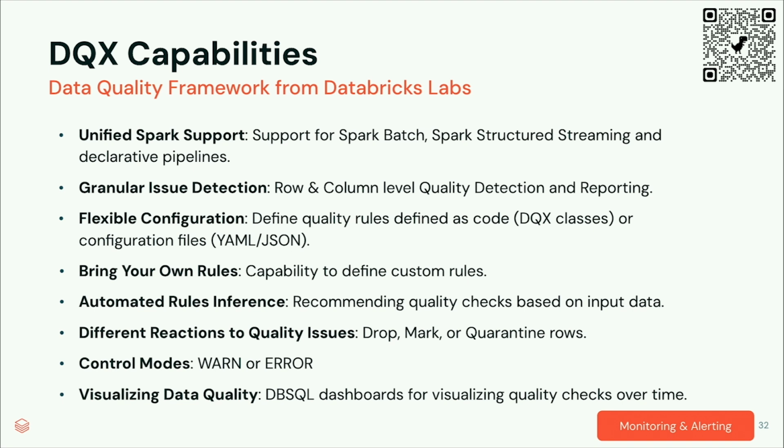It is supported across all of Spark, so batch, streaming and declarative pipelines. You can configure it using a configuration file or in code. Very similarly to expectations, it has warn and error modes, and you can define different actions that should happen, so if something's dropped, marked, or quarantined. So just a little disclaimer for the people who are looking for something more in that direction.